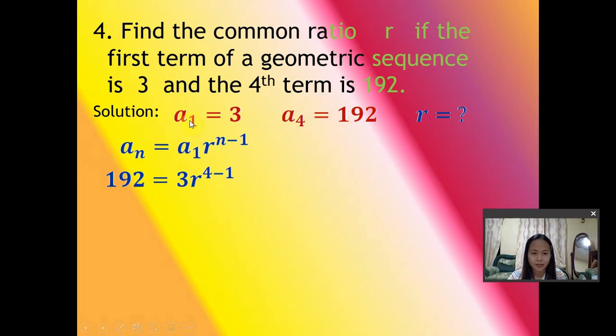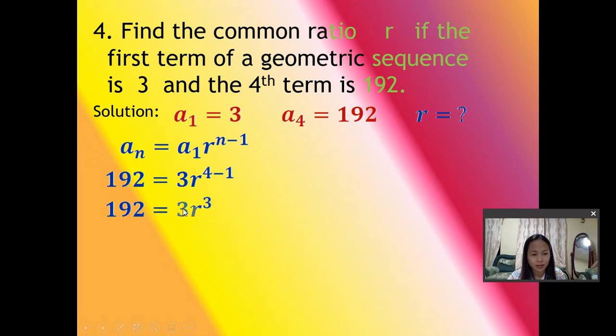Is equal to our first term, which is 3. Okay, here R is missing. We don't know what R is. So this is what we are looking for, so we will just write R here. Our n is 4. Since our last term is the fourth term, therefore there are 4 terms in our sequence. So n is 4 minus 1. So simplifying, we have 192 is equal to 3 times R exponent 3, since 4 minus 1 is 3.